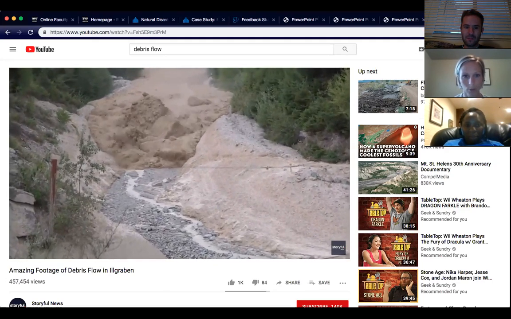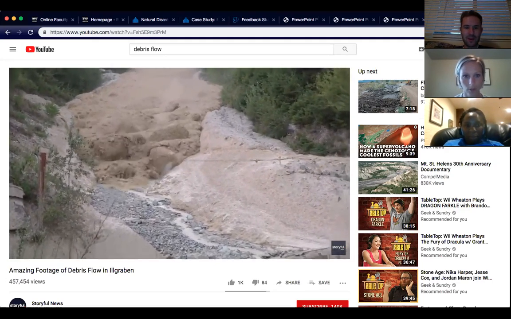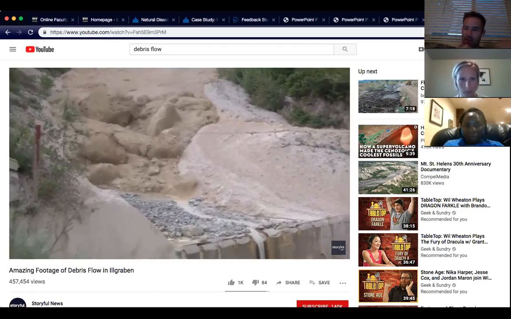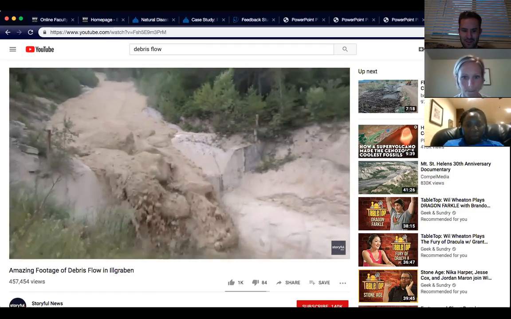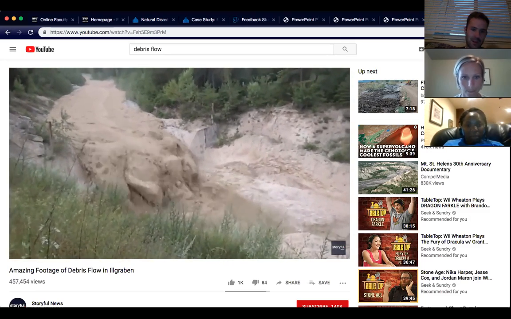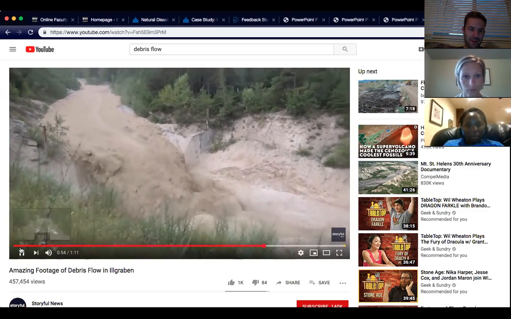So it's kind of in between. Yeah, this is kind of an in-between. You can see just the power of all this mass wasting and movement. Mm-hmm. So that's a good example of it.